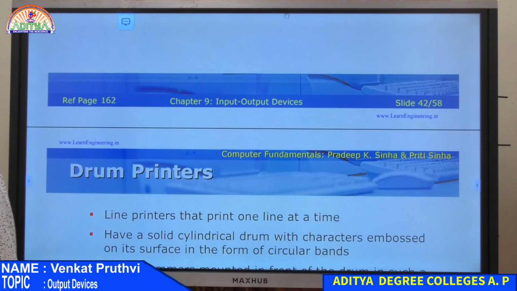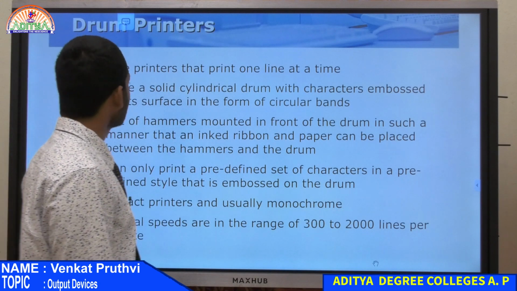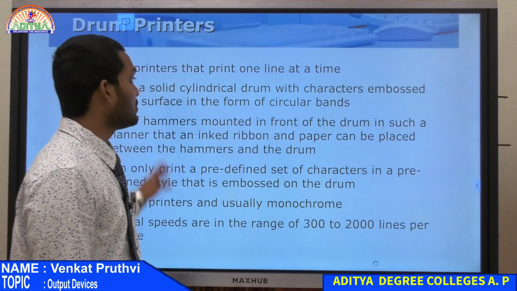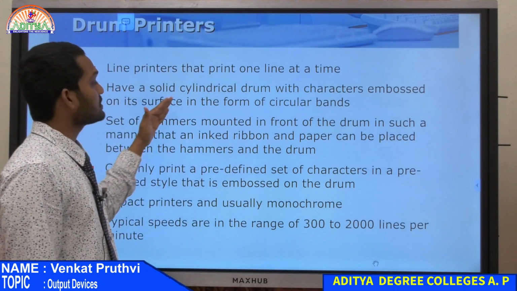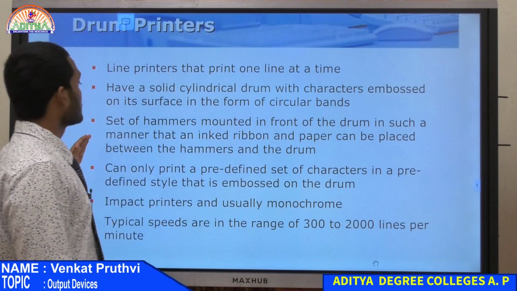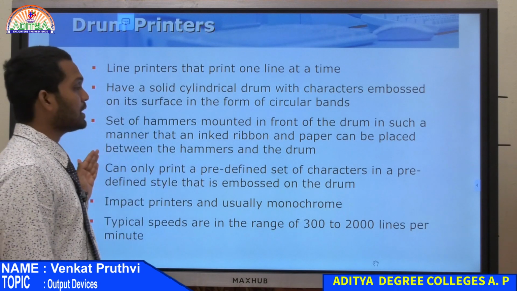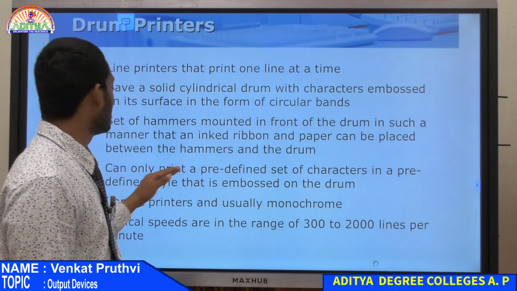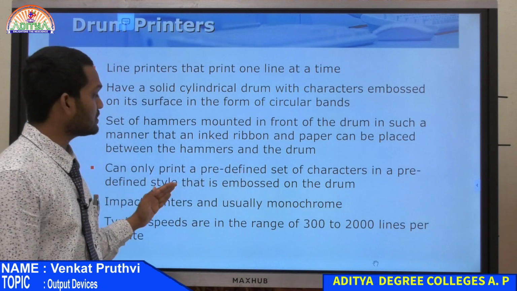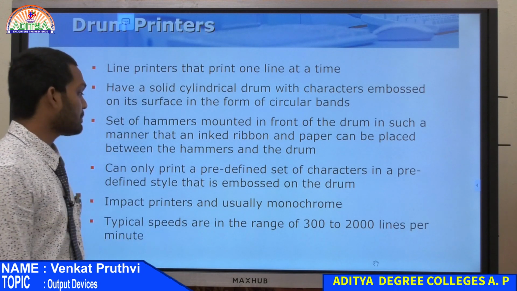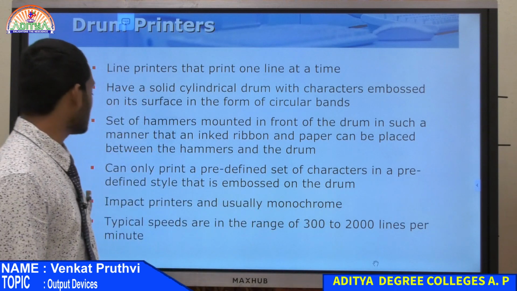And then the next kind of printer that we have is drum printers. What do you mean by drum printers? Drum printers are line printers that print one line at a time. They have a solid cylindrical drum with characters embossed on its surface in the form of circular bands. A set of hammers is mounted in front of the drum in such a manner that an inked ribbon and paper can be placed between the hammers and the drum. They can only print a predefined set of characters in a defined style that is embossed on the drum. They are impact printers and usually monochrome. Typical speeds are in the range of 300 to 2000 lines per minute.